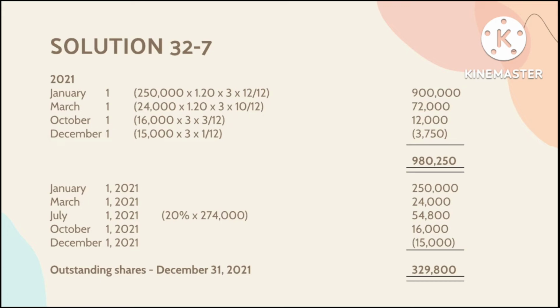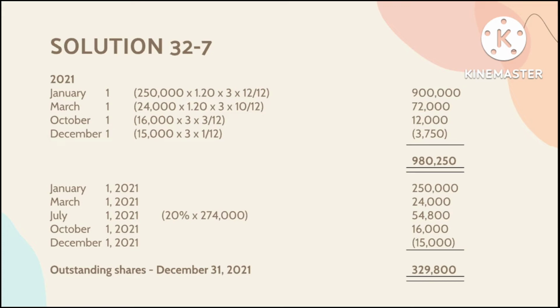Bakit andito na naman yung 3 for 1 share split? Kasi nga po, share dividend and share split are treated or recognized retroactively. Na kung saan po, bago dumating dun sa time na naganap yung transaction, ay kailangan mo siyang i-include dun sa mga previous na transactions na naganap. So, multiply po natin siya sa 10 over 12 kasi March. From March to December, we have 10 months. And we will arrive at the amount of 72,000.